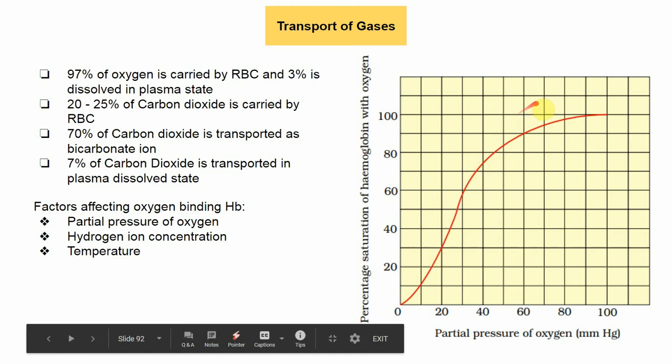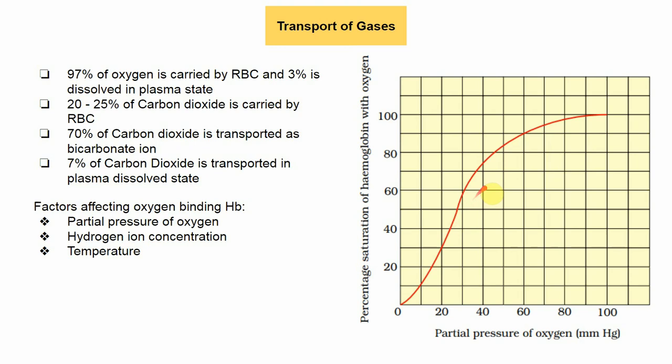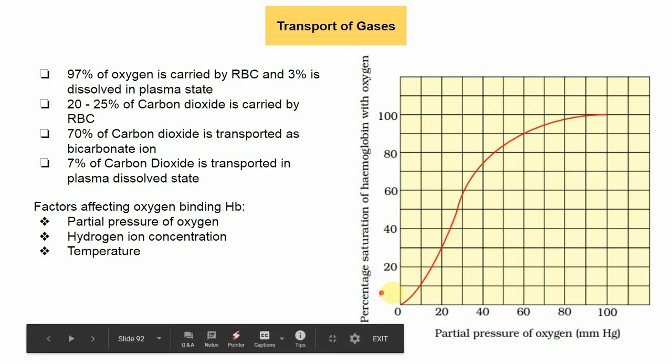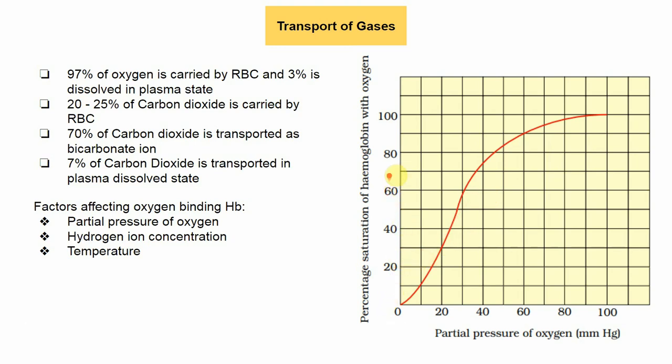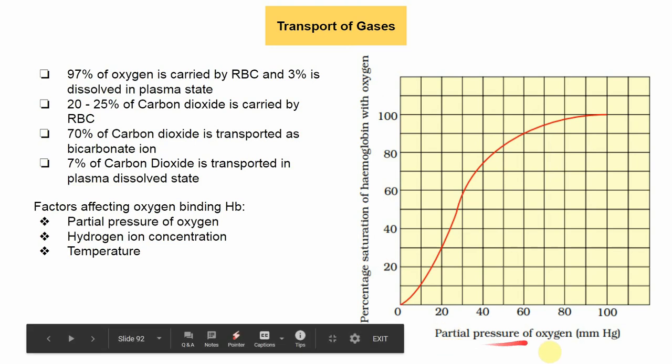The graph you're looking at here is called the oxygen dissociation curve, and you can get the oxygen dissociation curve graph by plotting the percentage of saturation of hemoglobin with oxygen on the y-axis, and on the x-axis you can see the partial pressure of the oxygen, right?